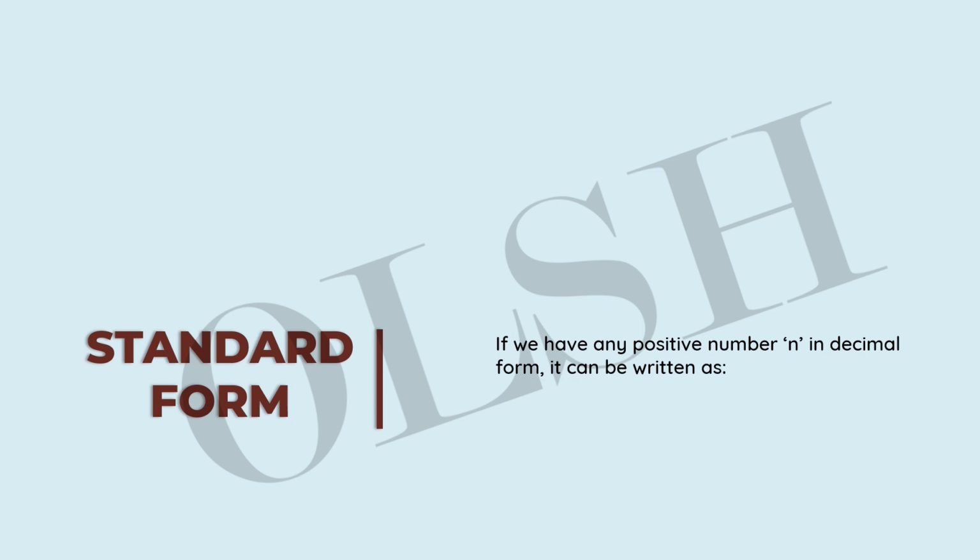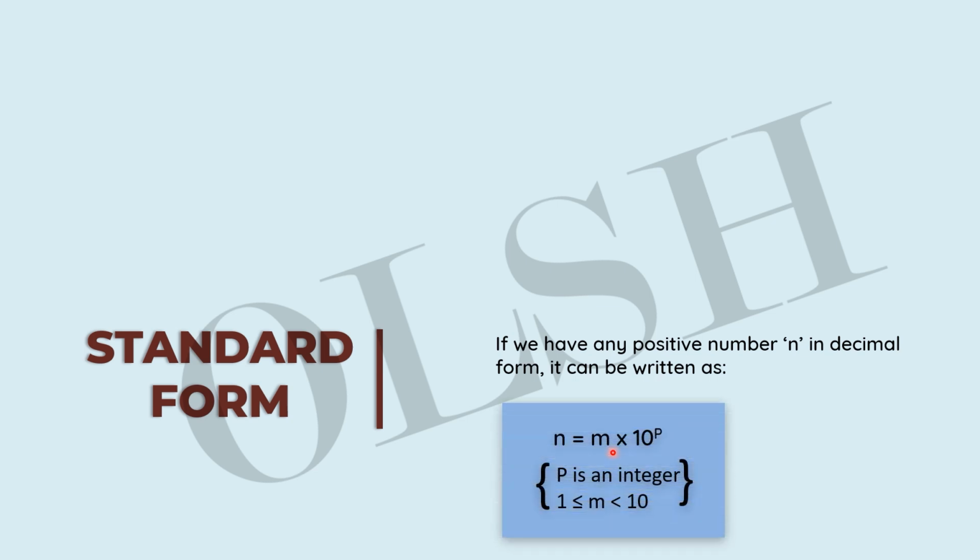So if you can move your number from the form it's at to the standard form, you can easily spot your characteristic, and that's one part of your problem solved. So what's left is for you to find your mantissa. Okay, so if you have any positive number n in decimal form, it can be written as n equal to m times 10 raised to power p, and then we have this criteria that must be met. P must be an integer, okay, and m must be greater than or equal to 1 but less than 10.